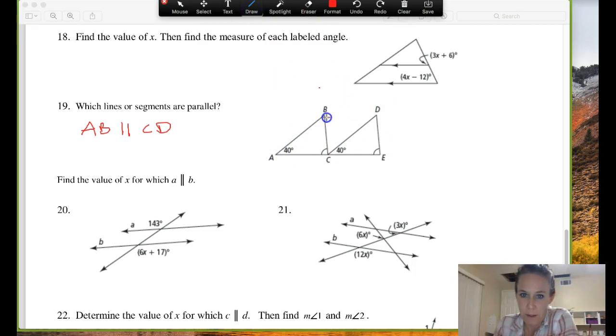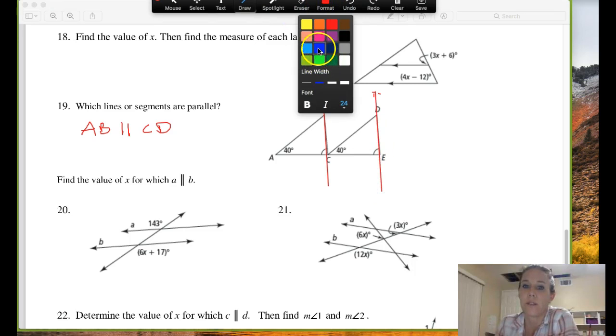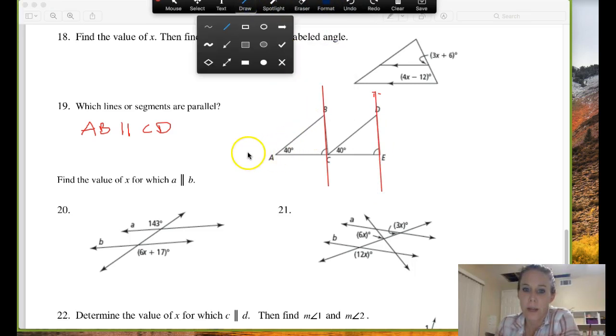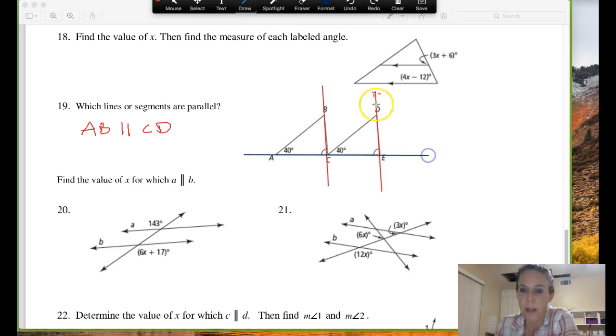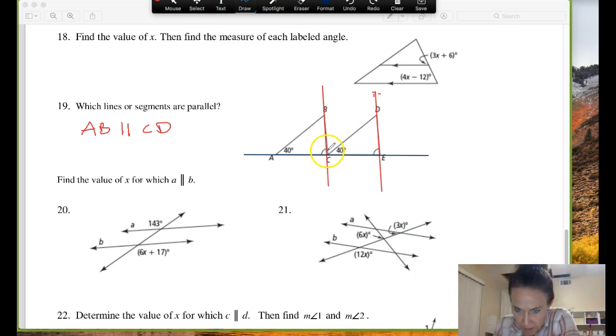Okay, so we have BC and DE. Let me try that again. Okay, so there's those two lines. Now let's look at the transversal for those two lines. Here's the transversal right here, okay? Now based on those two lines, this right here is marked congruent to this. So once again, I have two lines and a transversal and corresponding angles congruent.